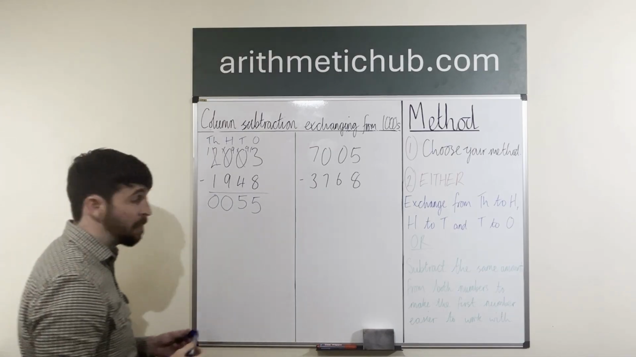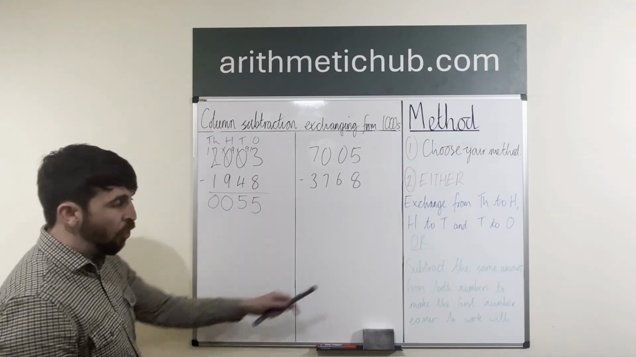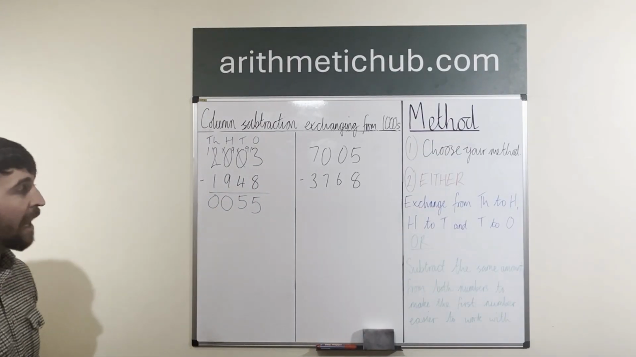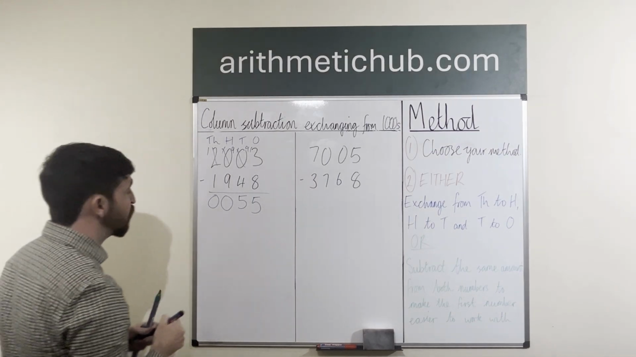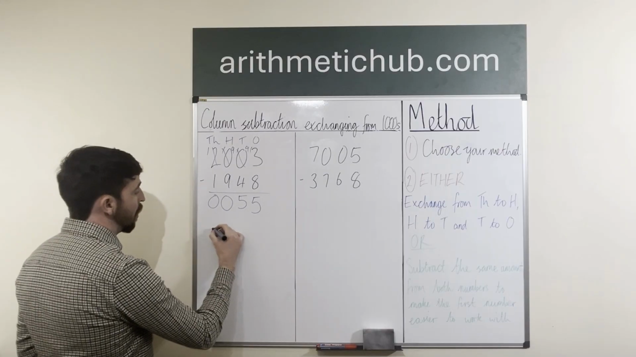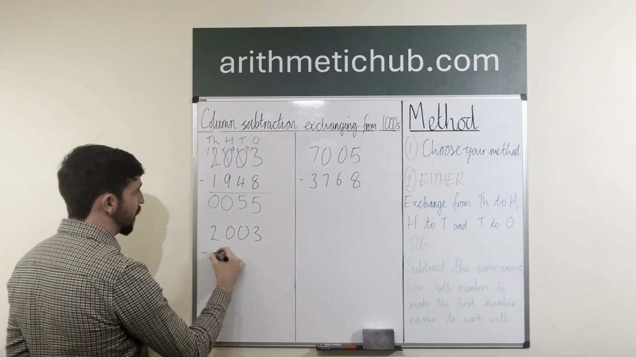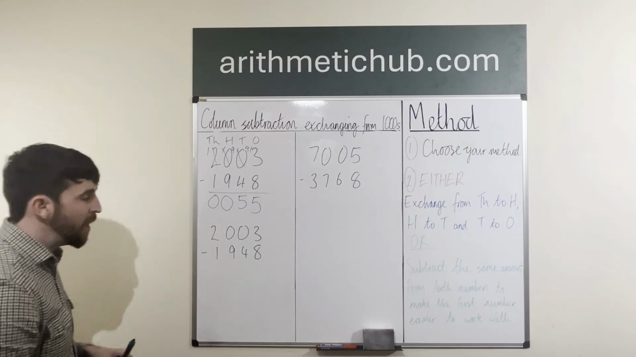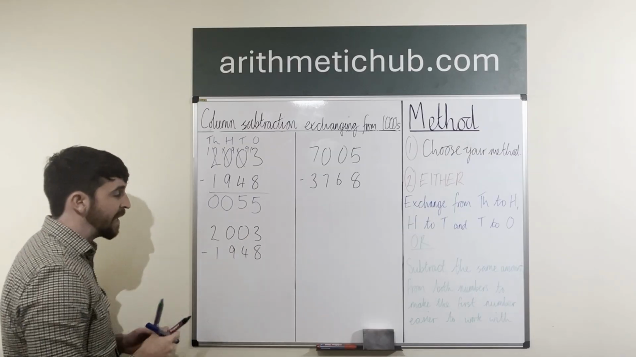And that is one completely valid way to answer that question. The other way that you can do is you can take an amount off this to start with, okay? So we started with 2003 take away 1948. But what we could do is we could make this easier to deal with and easier to work with.